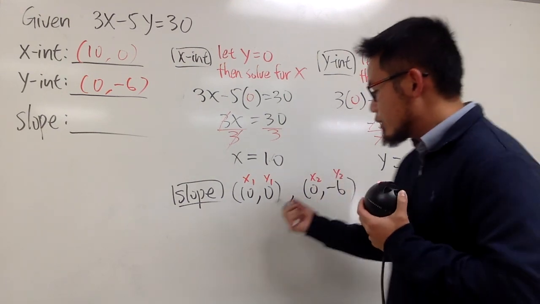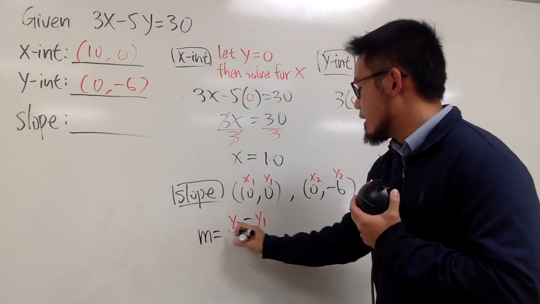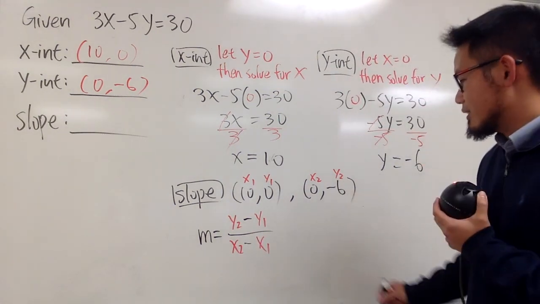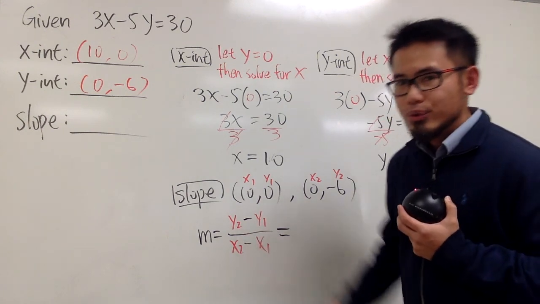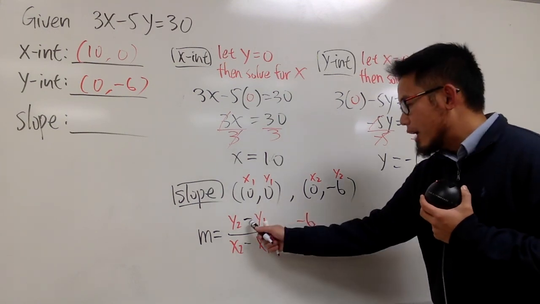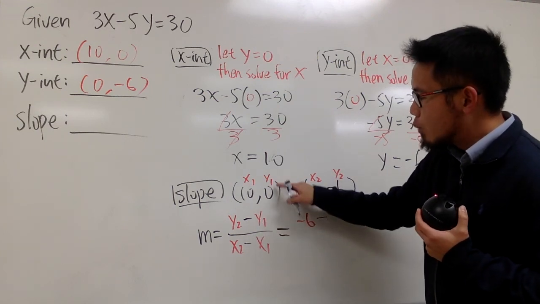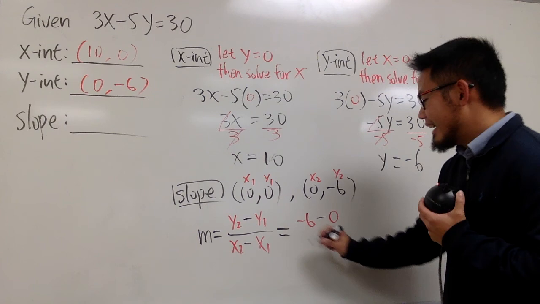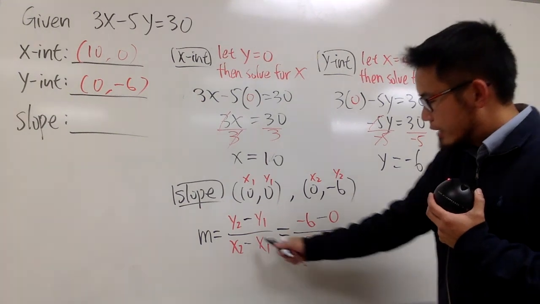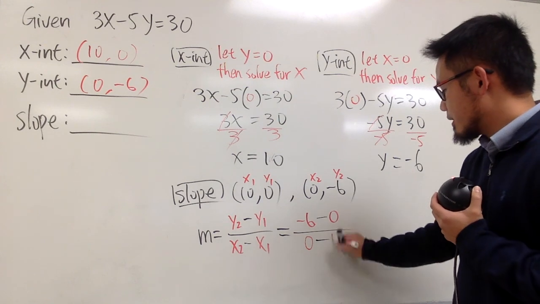I put on this so I can use the formula, and it's equal to y2 minus y1 over x2 minus x1. Okay? And we just have to do this. Now, y2 is negative 6, right? So let's put down negative 6. And we have this minus from the formula, so let's put that down. Minus y1, and y1 is 0, so we just put down 0. And then over x2 is this 0, so let's put this down. And then we have this minus, and x1 is 10, right? So we put down 10 right here.